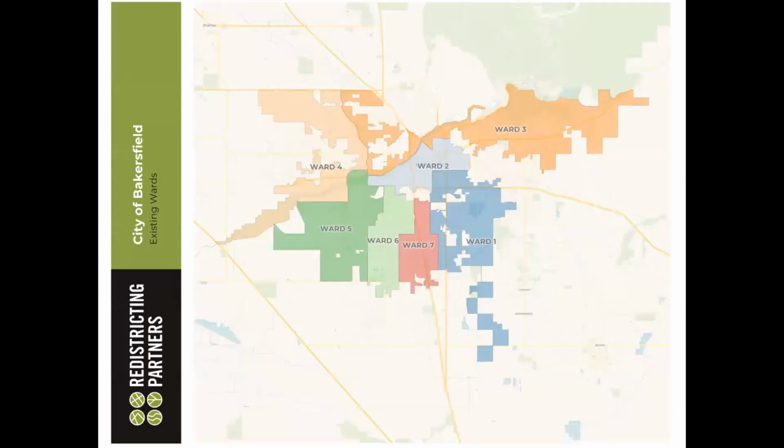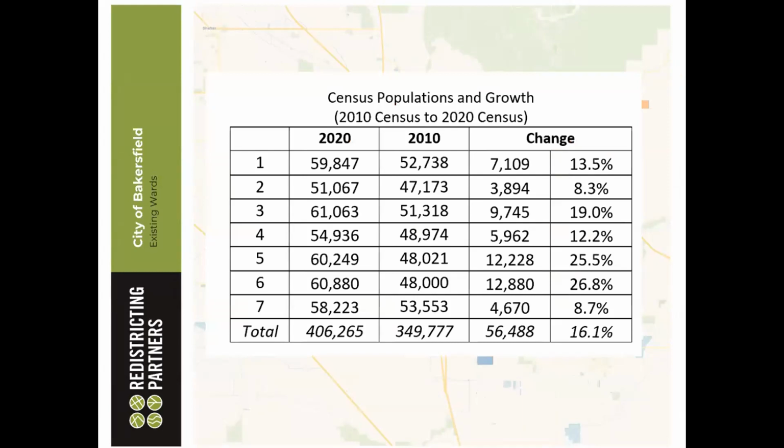Great. So we're going to start getting into some of the draft maps. The one that you see in front of you is the existing wards. If you take a look at the differences between the 2010 and 2020 census, you'll see that the city of Bakersfield has grown 16.1% in population. It's an immense growth. We've also hit that 400,000 mark at last.